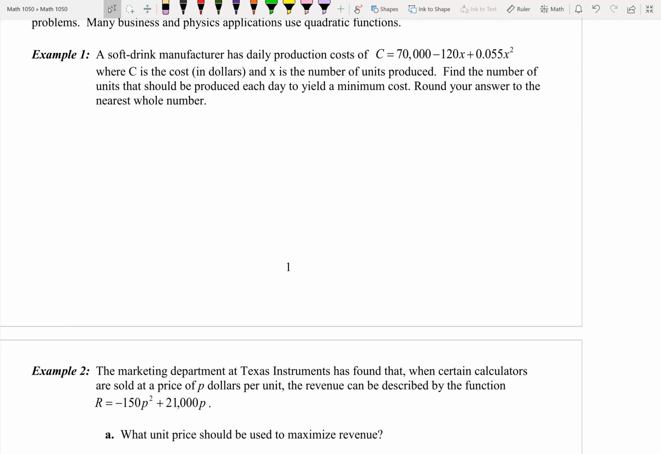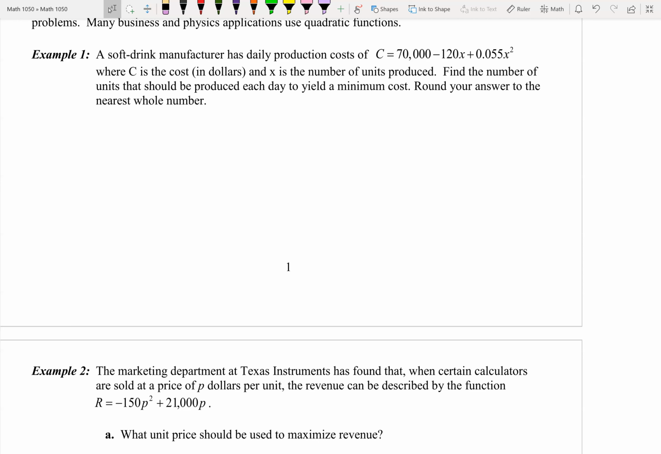I want you to stick right with me today. A soft drink manufacturing company, by the way, this section is highlighted that it's on the midterm and final. This is a big one. A soft drink manufacturing company has a daily production cost represented by this equation, where C is the cost in dollars and X is the number of units produced. Find the number of units that should be produced each day to yield the minimum cost and round your answer to the nearest whole number.